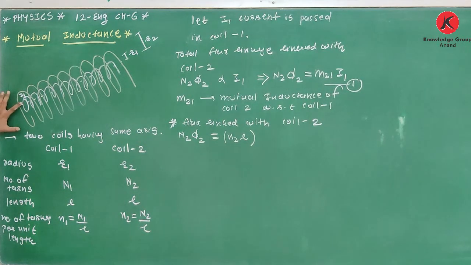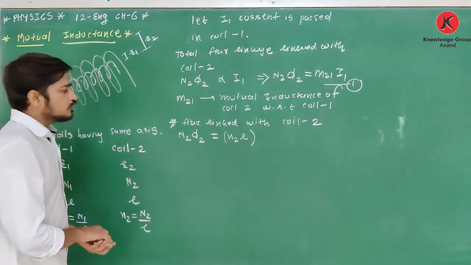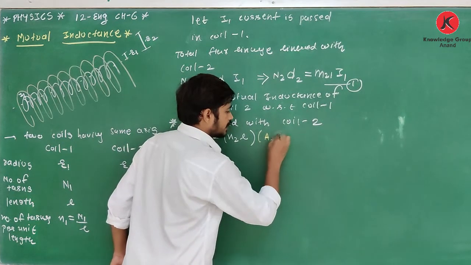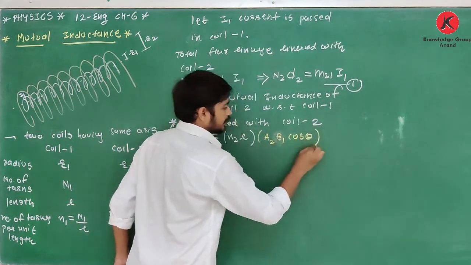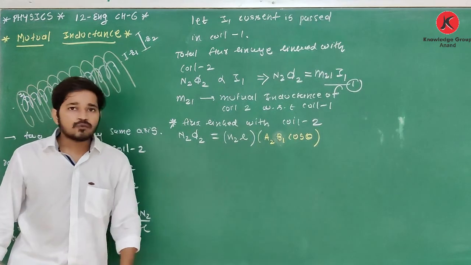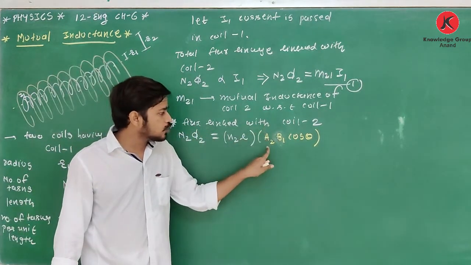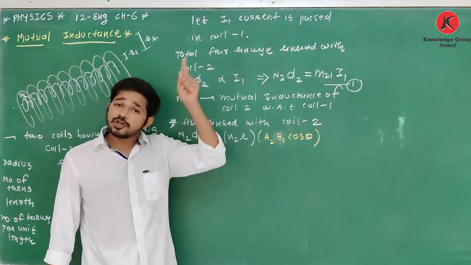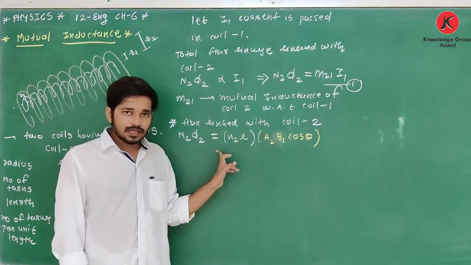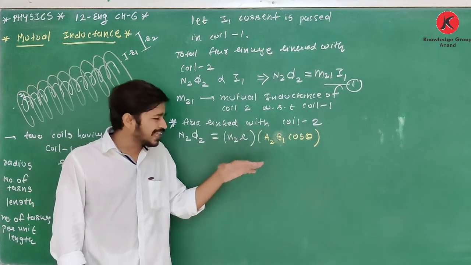See, in coil 1, current is passed. So due to that current, magnetic field is produced, and that magnetic field is linked with coil 2. Clear about this? So now here we have to use the equation of flux, that is A2 B1 cos theta. Why A2? Because we have to find flux linked with coil 2. Why B1? Because magnetic field is produced due to coil 1, because current is flowing in coil 1. Clear about this? Just understand this equation, then it is easy.